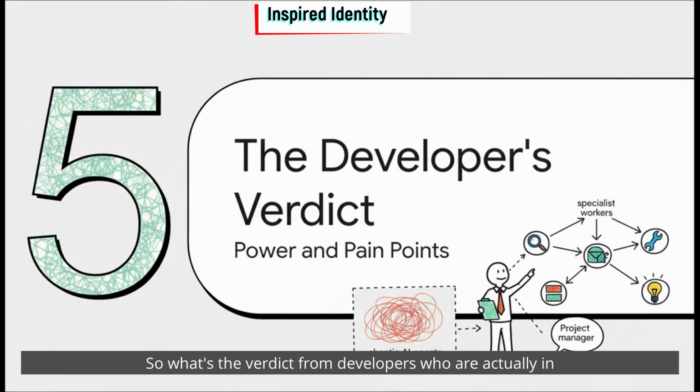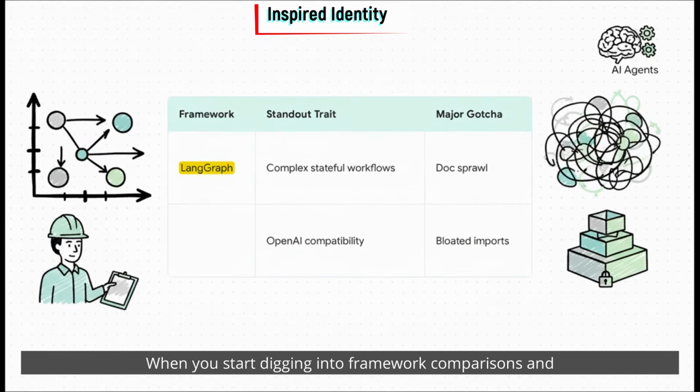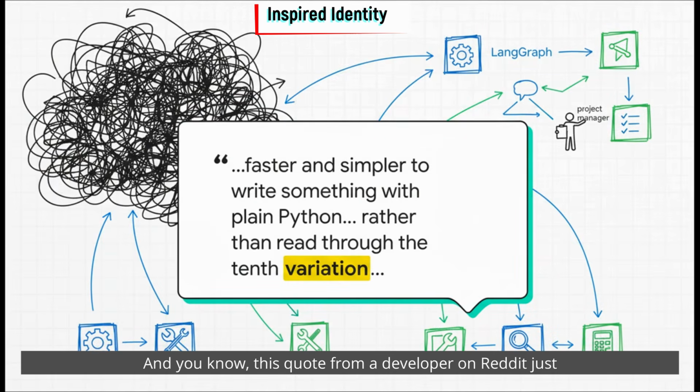So what's the verdict from developers who are actually in the trenches using this stuff? Well, LangGraph is definitely seen as incredibly powerful, but like any tool, it's got some rough edges. When you start digging into framework comparisons and Reddit threads, you see a pretty consistent story. On one hand, LangGraph gets tons of praise for giving developers that full, granular control over these complex, stateful agents. But on the other side of the coin, you hear complaints about the documentation being kind of fragmented, doc sprawl, as some call it, and a learning curve that can be pretty steep, partly because of all the imports from the larger LangChain library.